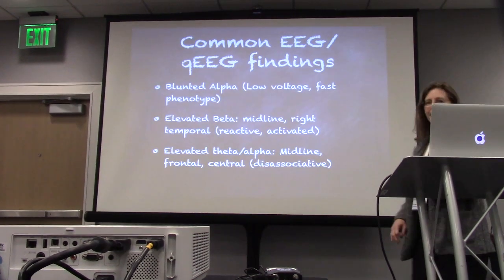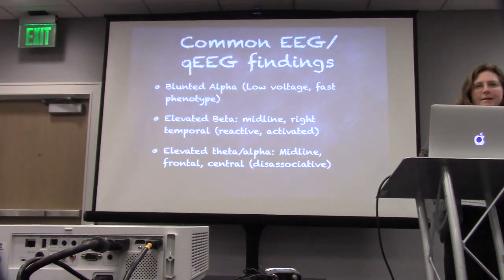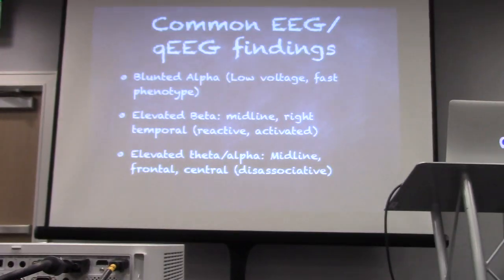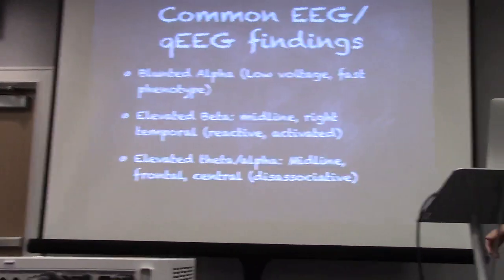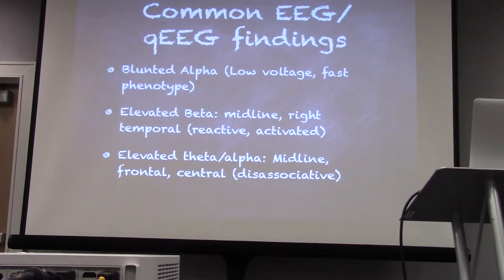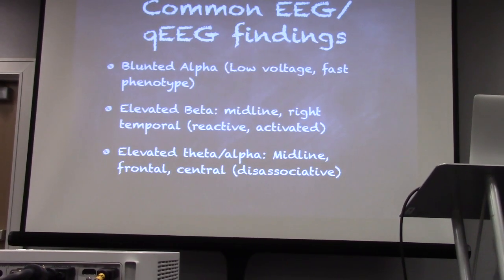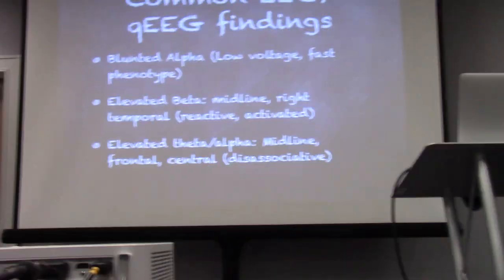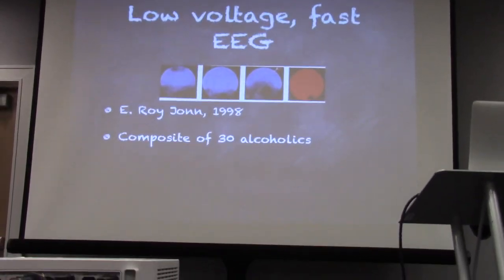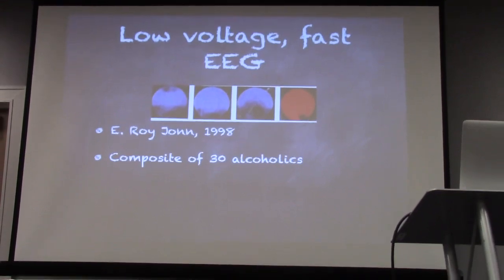Whole lot of time on the EEG part and go really straight to the physiological part. Just a few patterns to summarize. Elevated beta, which we saw, simple blunted alpha, usually your low voltage fast phenotype. Elevated theta or alpha in the midline, often dissociative. Here's a low voltage example.